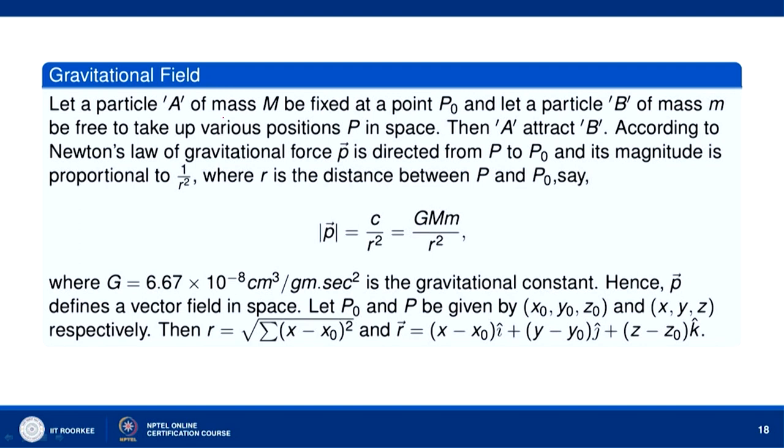Let a particle A of mass m be fixed at a point P naught, and let a particle B of mass m be free to take up various positions P in space. Then we know that A attracts B, and according to Newton's law of gravitational force, the gravitational force is directed from P to P naught.